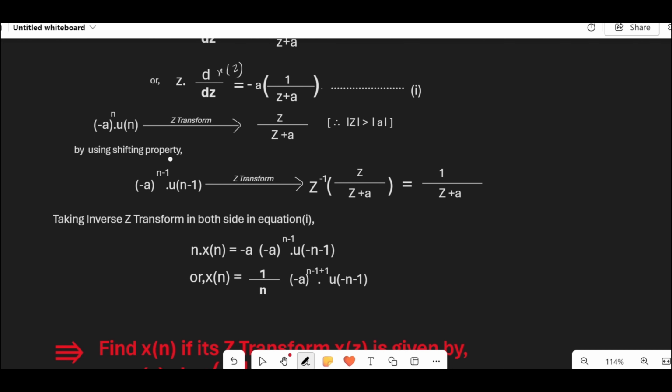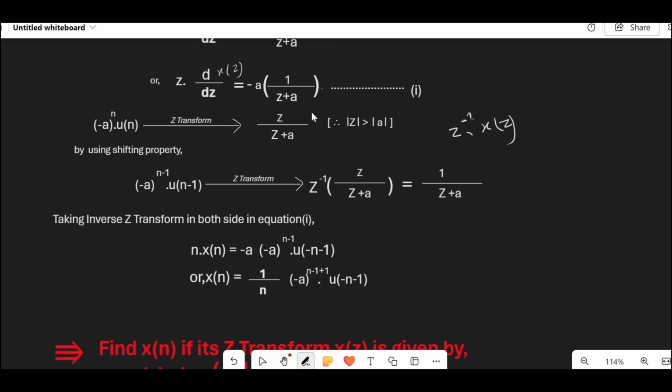If we consider the Z transform, then we find z inverse into z by z plus a, that means z inverse into the Z transform of x of n, that means X of z, and X of z is z by z plus a. So finally we get 1 by z plus a. Taking inverse Z transform on both sides in equation 1.